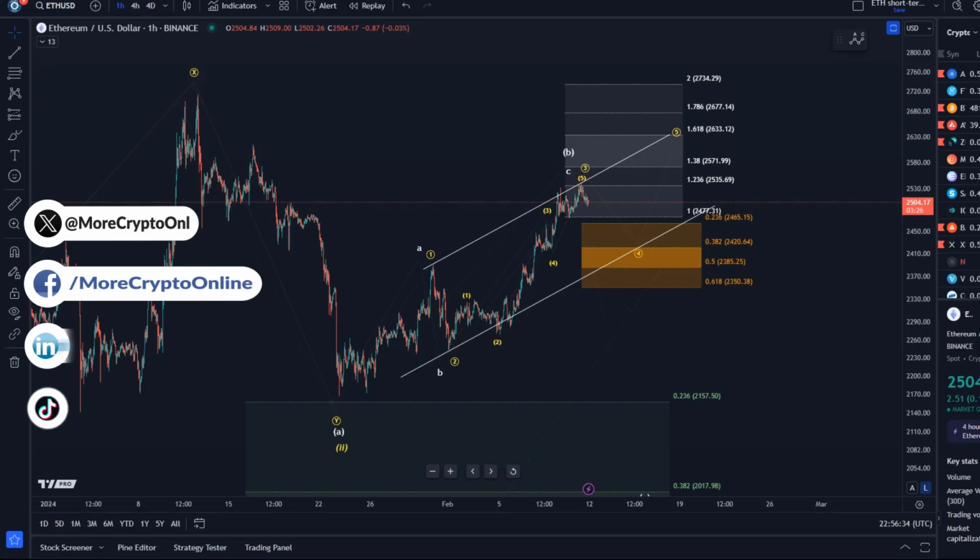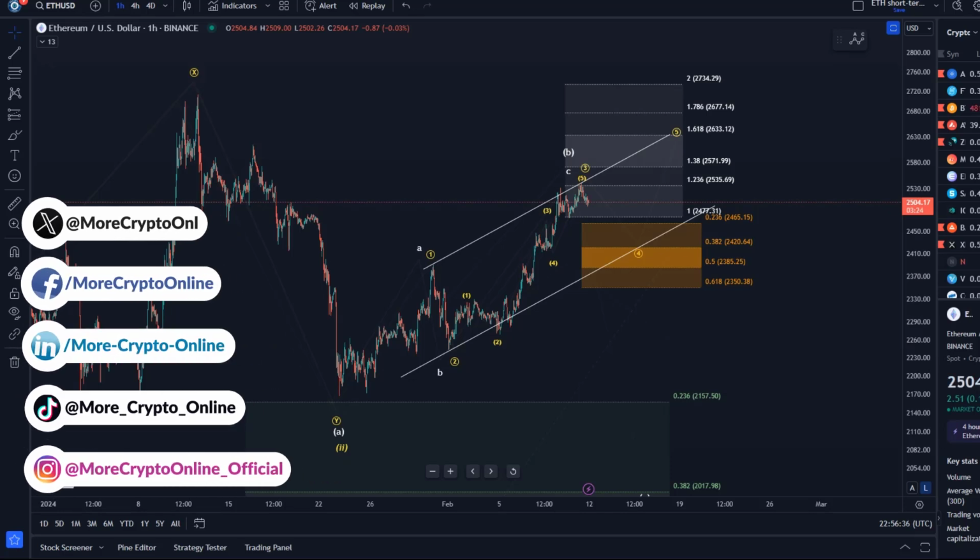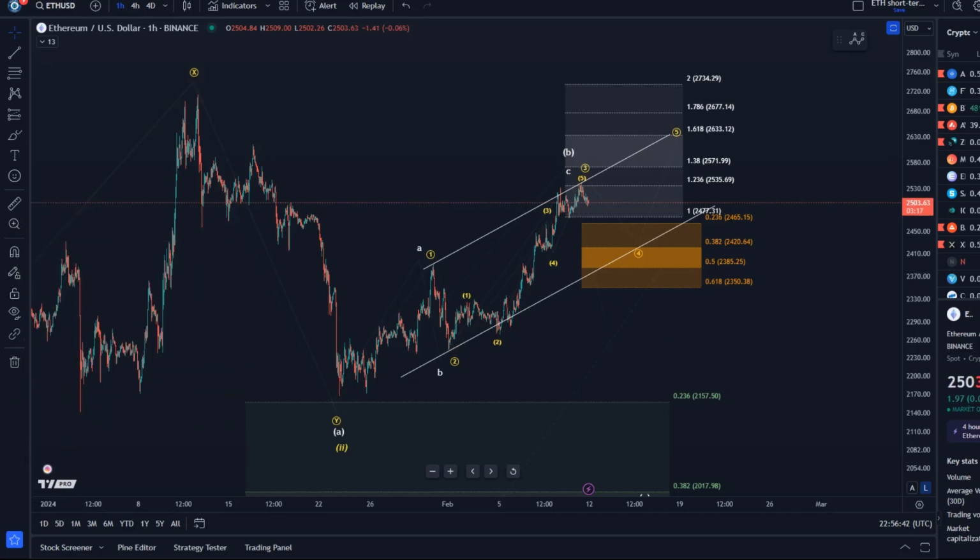Ethereum has not really moved much today. We had a little bit of a move to the upside and the ETH chart actually touched the 1.236 Fibonacci extension level at $2,535, plus minus a few dollars depending on which exchange you're looking at. But that was for a third wave in the yellow wave count, my minimum target.